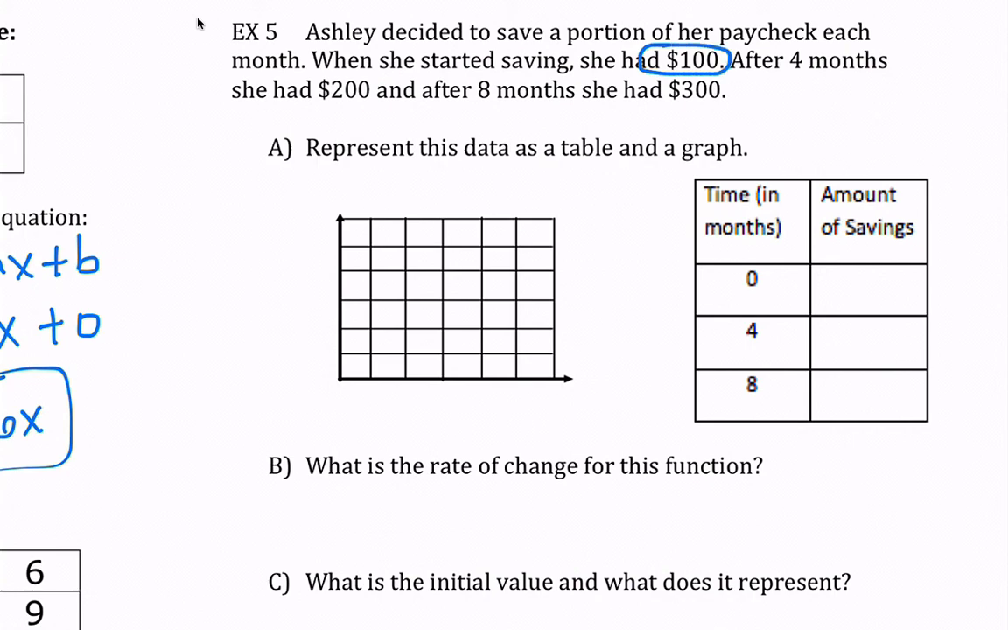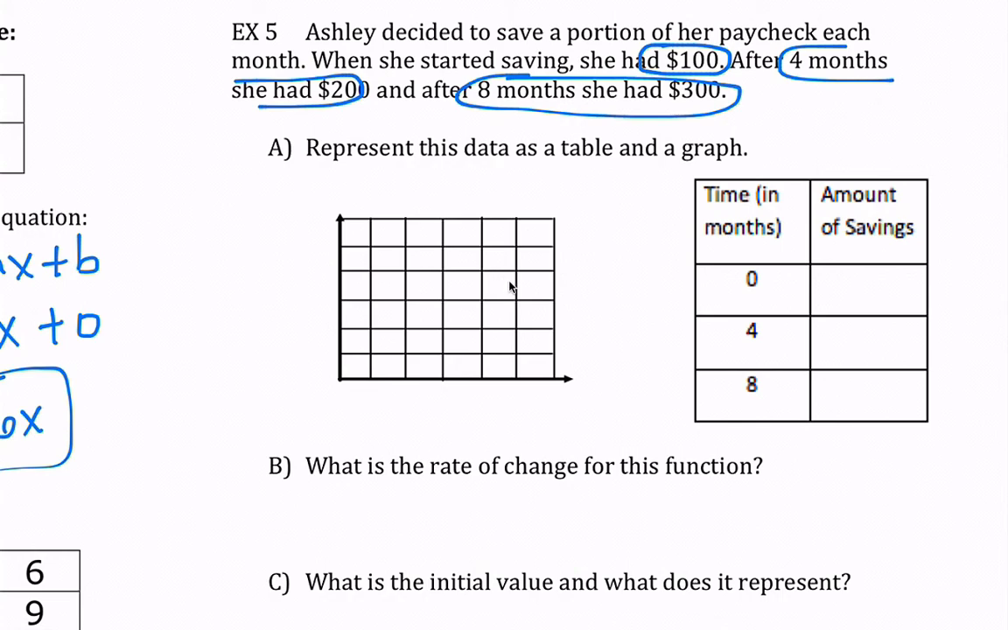I know she started with 100. I know at 4 months, she had 200. At 8 months, she had 300. Let's underline the question. Well, let's skip that part because they're separated with A, B, C, and D. Let's box any math words. I don't see any math words. E, eliminate any unnecessary information, which we need everything here. So let's get into solving it.